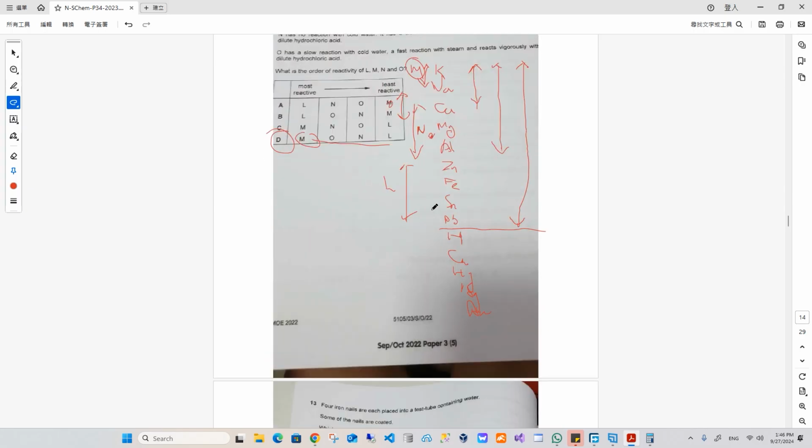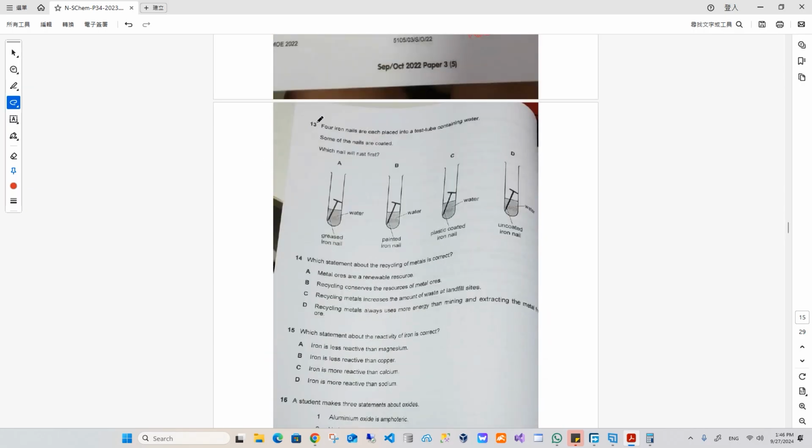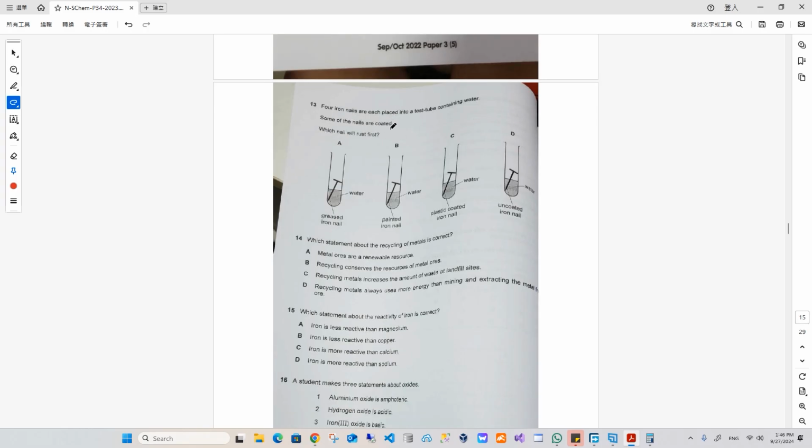So with this one table, you've got to learn the whole chapter. Good questions, you learn a lot. For the iron nails, some of the nails are coated. Which nail will rust first? Painted, greased, or plastic coated. What do you need to rust? You need oxygen and you need water.